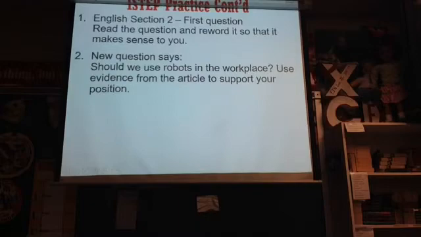Should we use robots in the workplace? Use evidence from the article to support your position. So that's what it's going for. Should we use them? Well, let's find out.